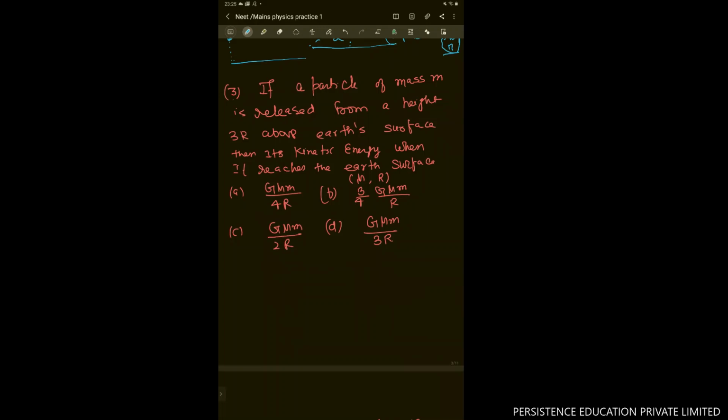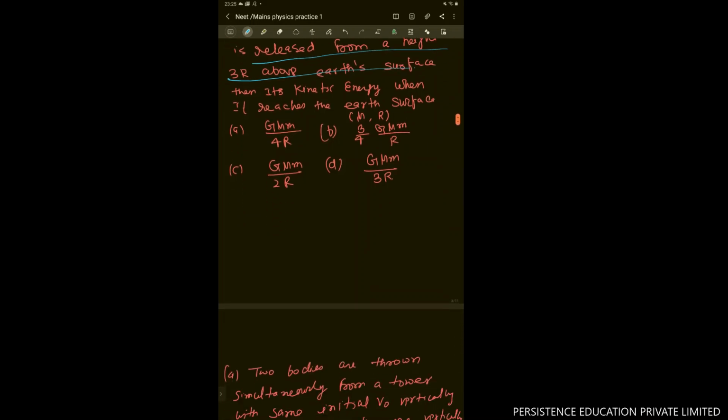This is a question from gravitation. If a particle of mass m is released from a height 3r above the Earth's surface, then what is its kinetic energy when it reaches the Earth's surface? So Earth is an attractive system, right?